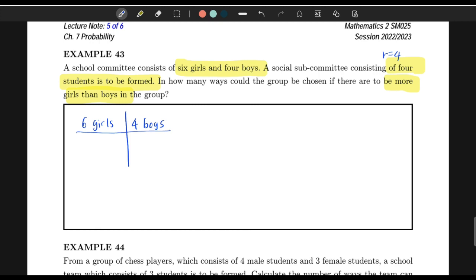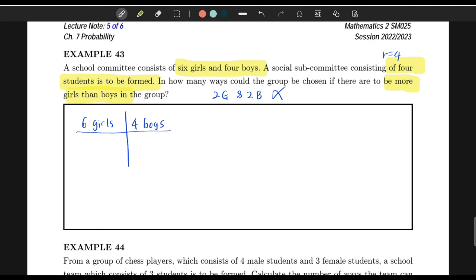So if we choose 2 girls and 2 boys, it will be equal number for girls and boys. So that is not more girls than boys. So we cannot choose 2 girls and 2 boys. So how many school committees can we form?